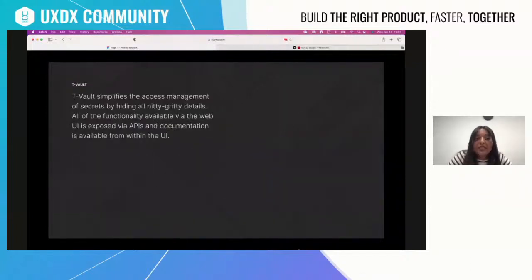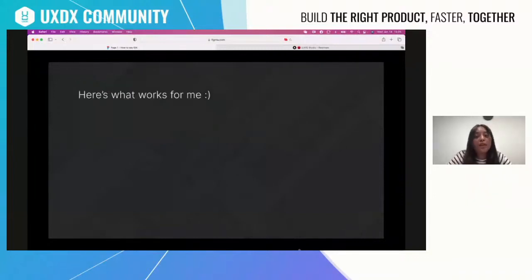There was an explanation for it. They said T-Vault simplifies the access management of secrets by hiding all the integrity details. All the functionality available via the web UI is exposed via APIs, and documentation is available from within the UI. Again, we know all of the words, but none of this makes sense. Maybe it might make sense to the people this is targeted towards. But most likely, this definition only serves the product team that's working on it and building it, which perpetuates this ambiguity around the product, which goes all the way down to the user, which is something we want to break down. And that's what I want to talk about today.